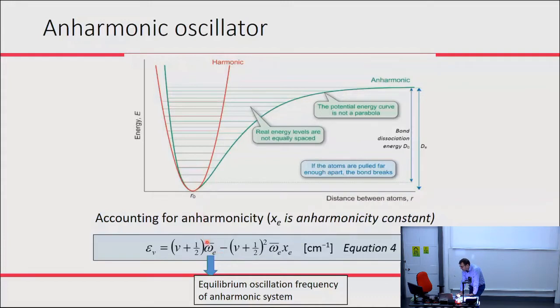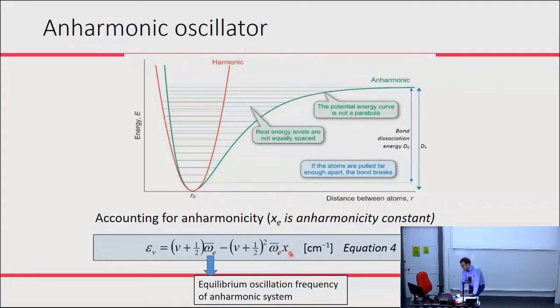But taken away from this classical model, we need to account now for some anharmonicity. We need to say that actually, as we go up the potential energy well, these levels are decreasing in energy a little bit. How much are they decreasing by? They're decreasing by this amount: v plus a half squared times omega bar e times some constant. This x_e here is a constant, as we'll see in a second.